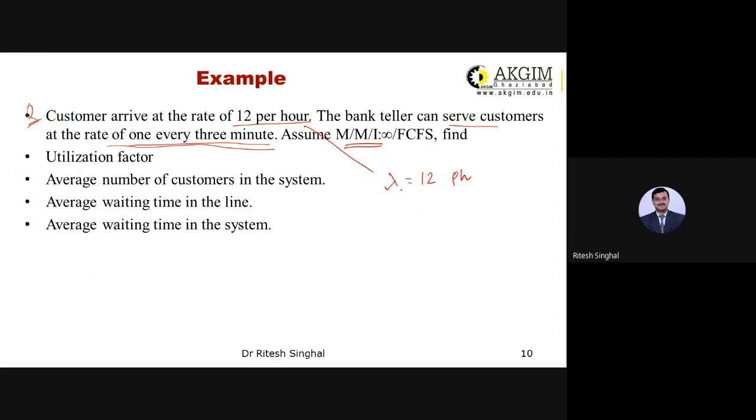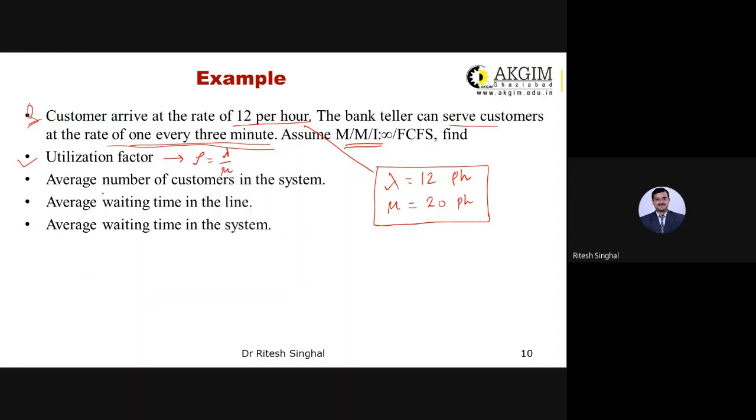How many customers can he serve in 60 minutes, in 1 hour? It would be 20 per hour. Now this part is done. Now one by one you can find the value of rho here. This is lambda by mu.